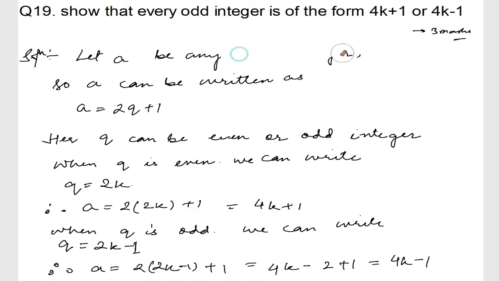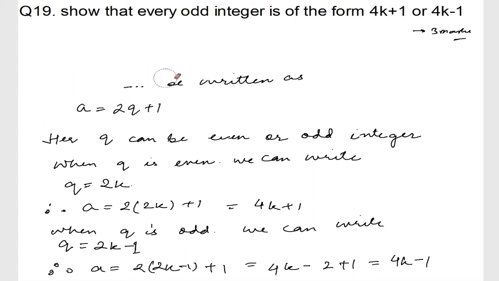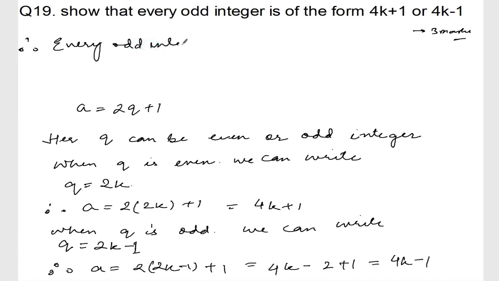So you can write down the last sentence. Let me write it down here. Therefore, every odd integer is of the form 4k plus 1 or 4k minus 1.